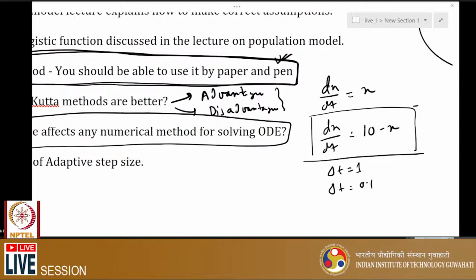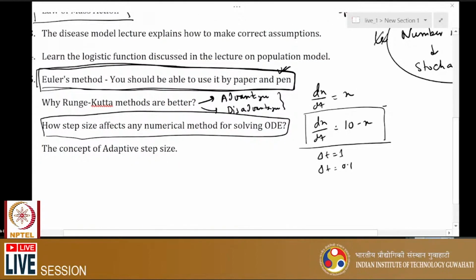And that is important when you are creating models, right? If you are creating models, you have to understand the effect of the step size, and otherwise your model can give rise to a wrong result.